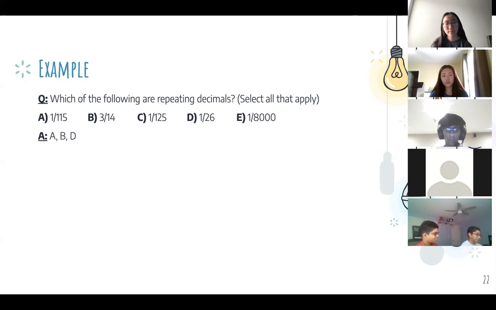Those are the only ones whose denominators are divisible by primes that are not 2 or 5. If it's divisible by either 5 or 2, but no other prime, then it's going to be a terminating decimal. So C and E are both terminating because they're only divisible by 2 or 5, not by any other primes, like the denominators. But A, B, and D are all divisible by another prime that's not 2 or 5. Okay?